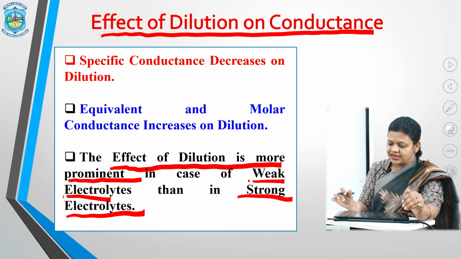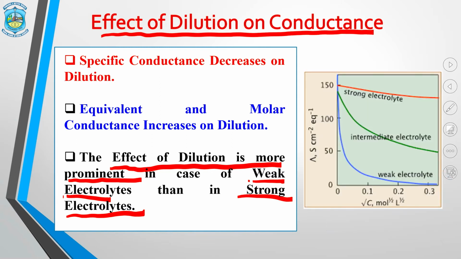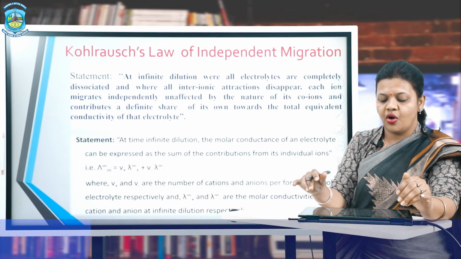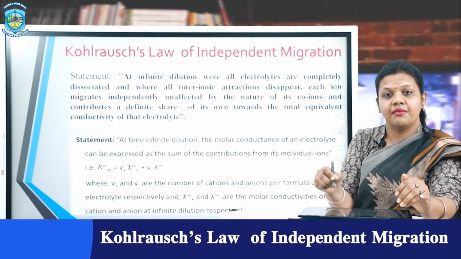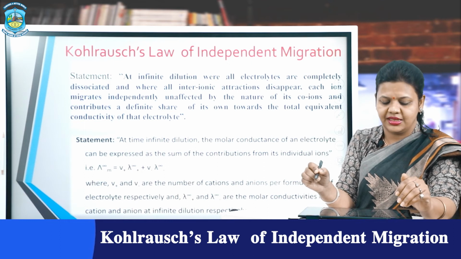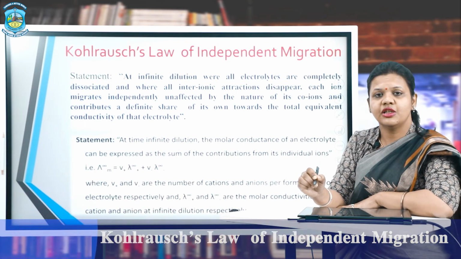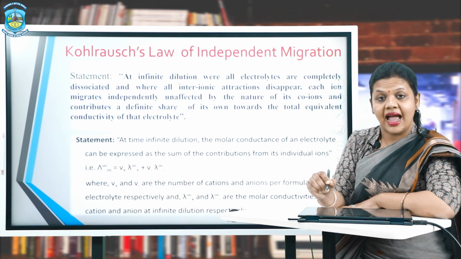This difference of behavior of weak electrolytes and strong electrolytes on dilution was studied by Kohlrausch, and thus he gave the Kohlrausch law of independent migration of ions. This law can be stated as follows.